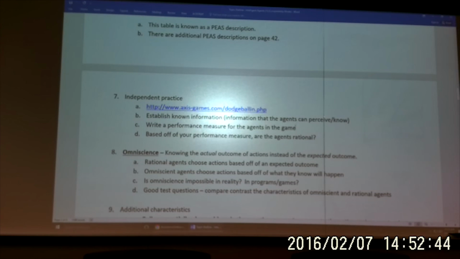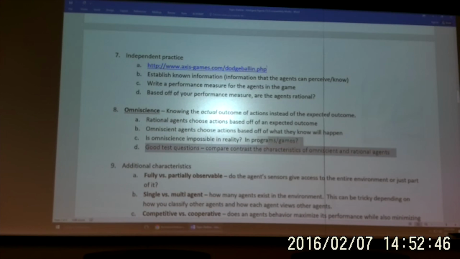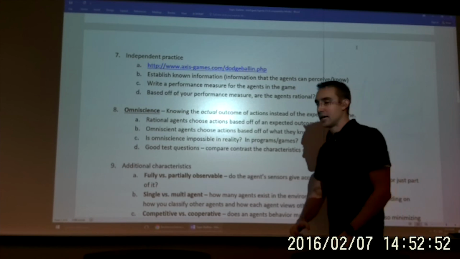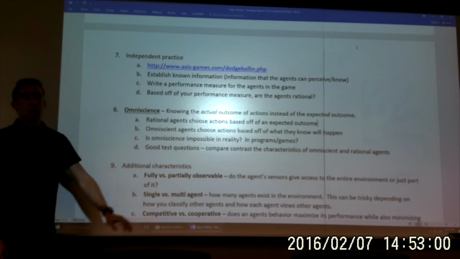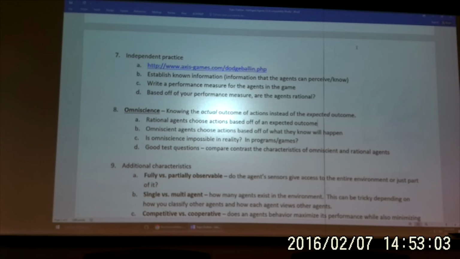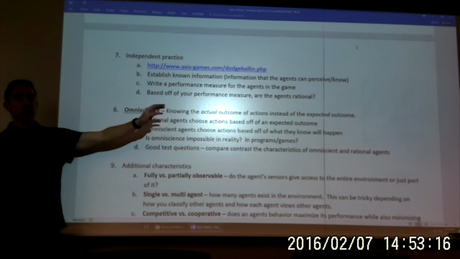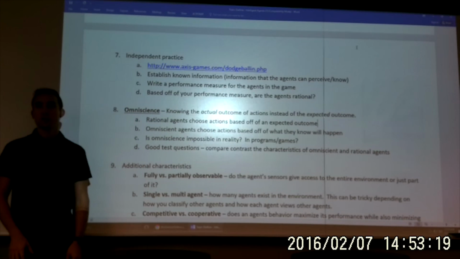All right. So we're going to talk about a few more terms, characteristics, and see how they play an impact on what we've talked about so far. So the first is omniscience. You are omniscient if you know the actual outcome of an action instead of the expected outcome. Okay? Knowing what will actually happen as opposed to knowing what you expect to happen or predicting what is going to happen based off of some sort of past experience or knowledge.